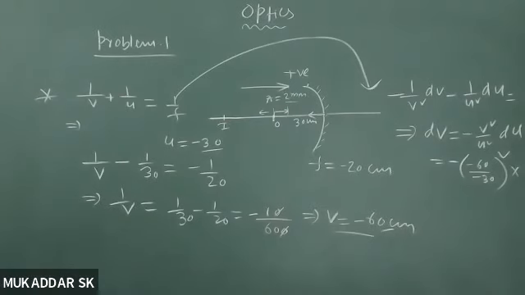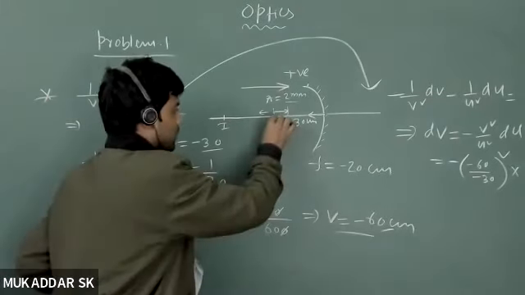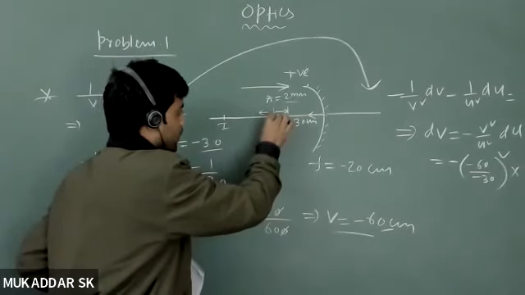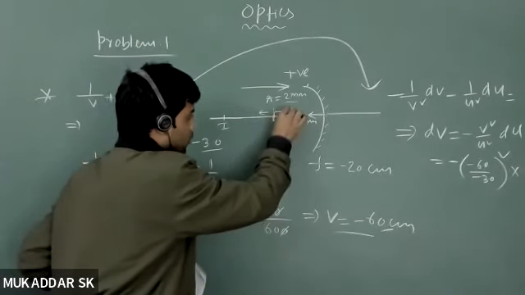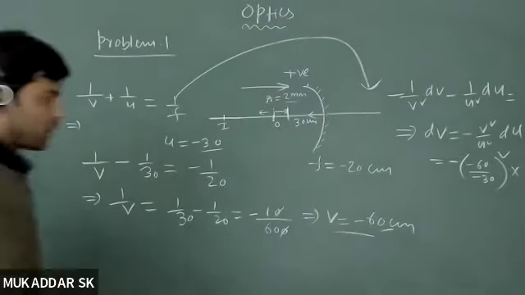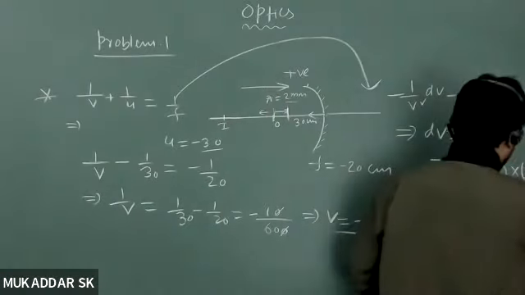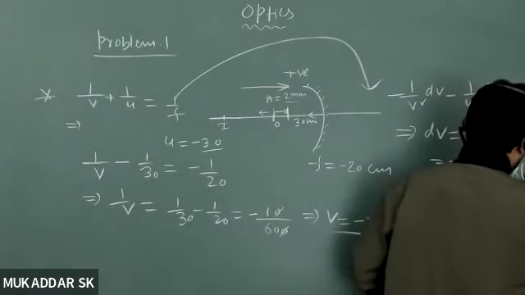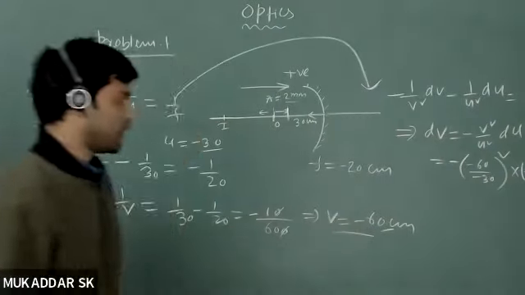Anyone, Anju? Suppose your point object is at mean position. Now, when it is going from mean position to extreme position, how much is the change in U? That will be nothing but the same as the amplitude of oscillation, or you can say that will be minus 2 millimeter. Am I correct?